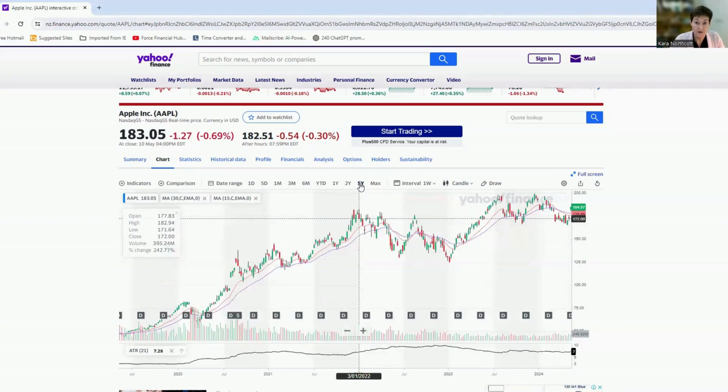Let's just look at the 5-year period as well. Okay, so it definitely is getting close to those all-time highs again. So we can see here, December last year, it hit $198 per share, and we're now trading at $183. So again, we're getting close towards those highs.